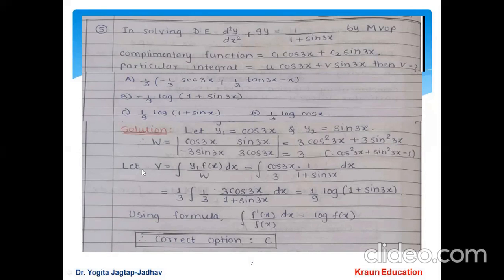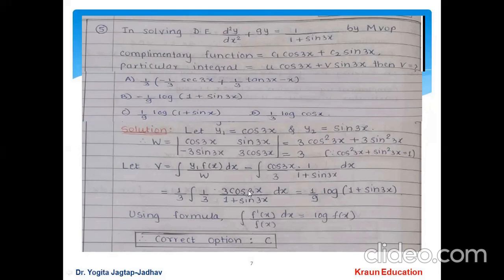Now, here we would like to find out the value of V by using the formula V equal to integration of y1 f of x upon W dx. Put the value of y1, that is equal to cos of 3x. F of x is equal to 1 upon 1 plus sin 3x, and W equals 3. Right? Now see, here we can use the formula that integration of f dash of x upon f of x dx equal to log of f of x. That is, when we have the derivative of the denominator in the numerator, its integration is equal to log of f of x.